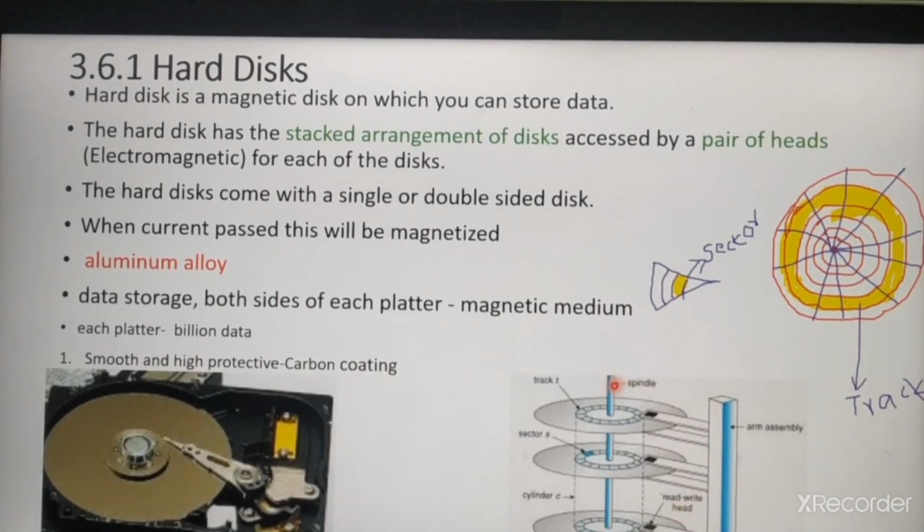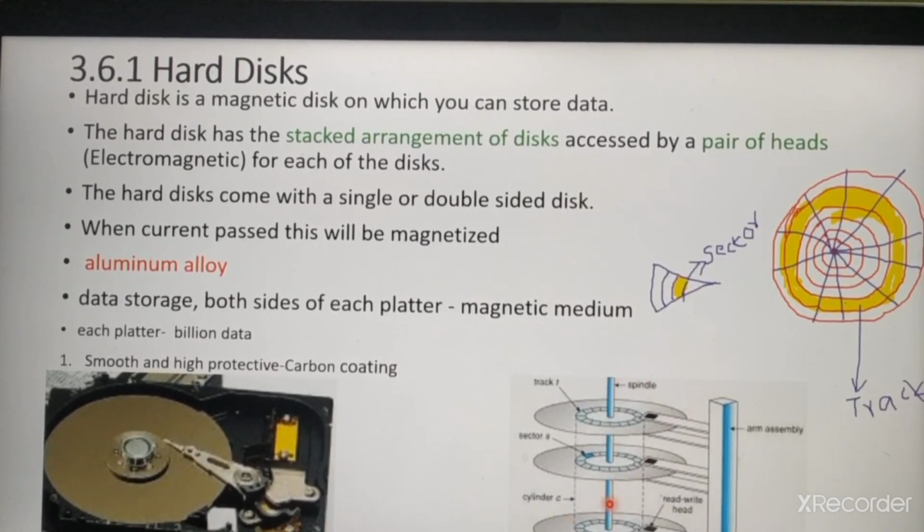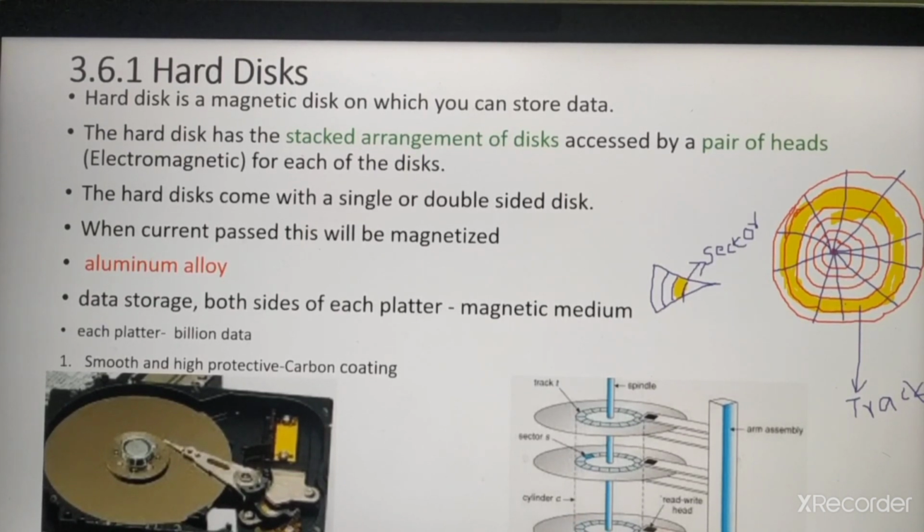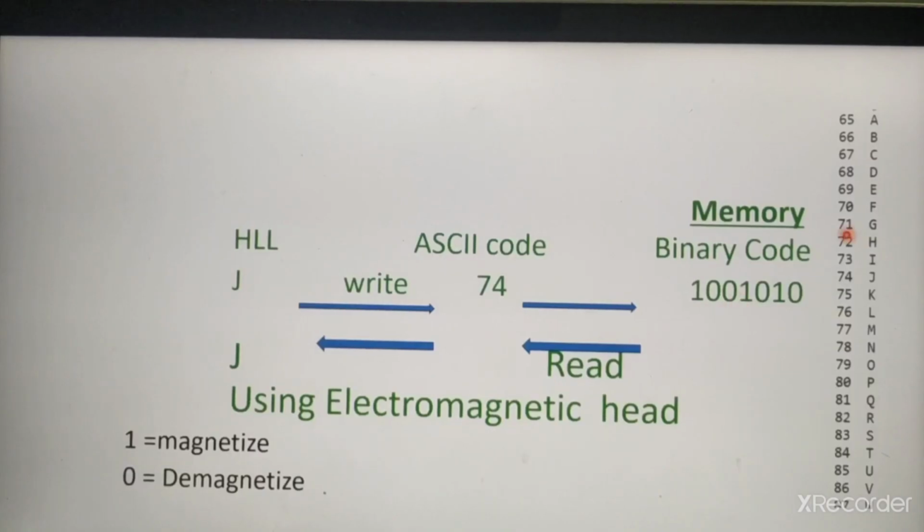Here we have a spindle. When the spindle rotates, the platter also rotates. Based on the platter's rotation, the read-write head identifies the particular location and does the read-write operation on the platter. Now we can see how to read the information from the memory and how to write the information into the memory.